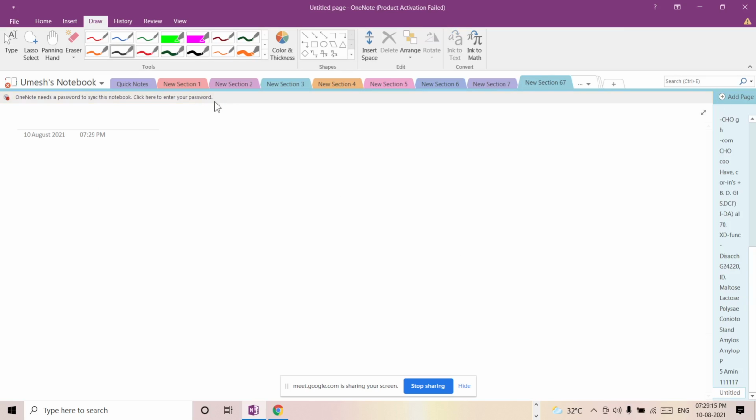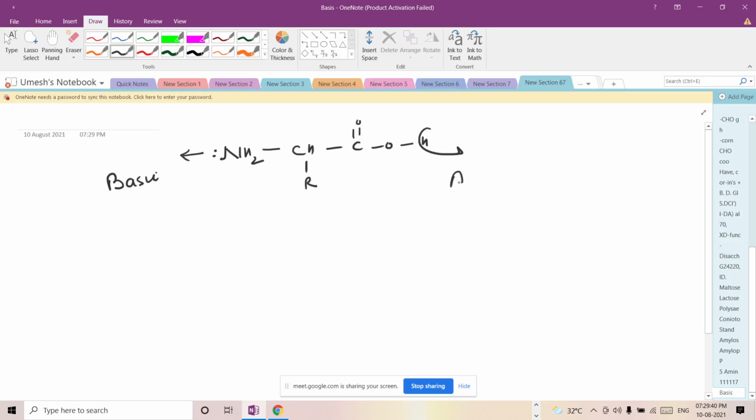Right. Now let us come to the nomenclature of amino acids. Here I have two groups. One is the NH2 group, right? And this NH2 group is capable of donating a pair of electrons. So I can say this group is basic in nature. And the other part is capable of donating the H positive ion. So I can say this is acidic in nature. Acidic and basic. Acidic are those which can give the H positive ion.